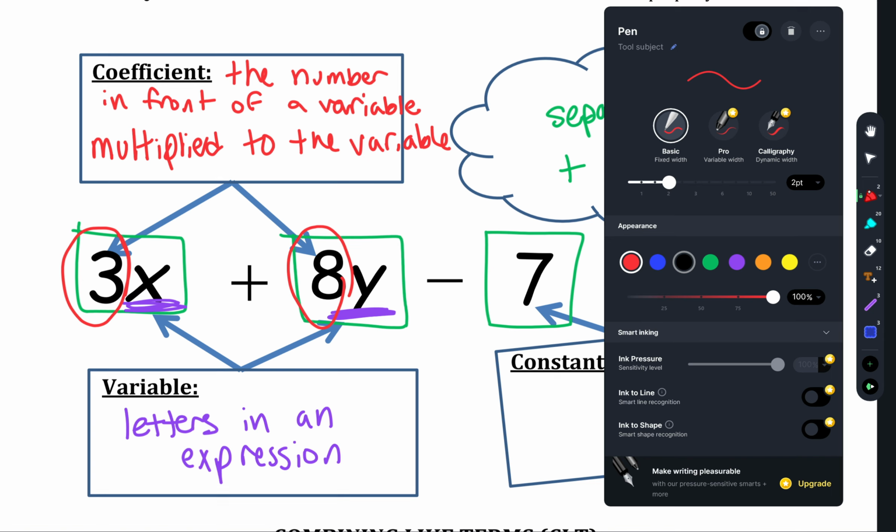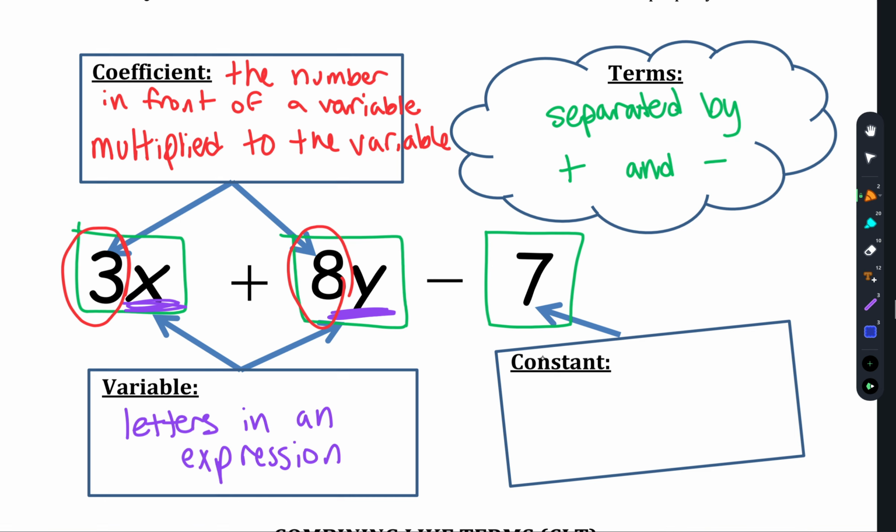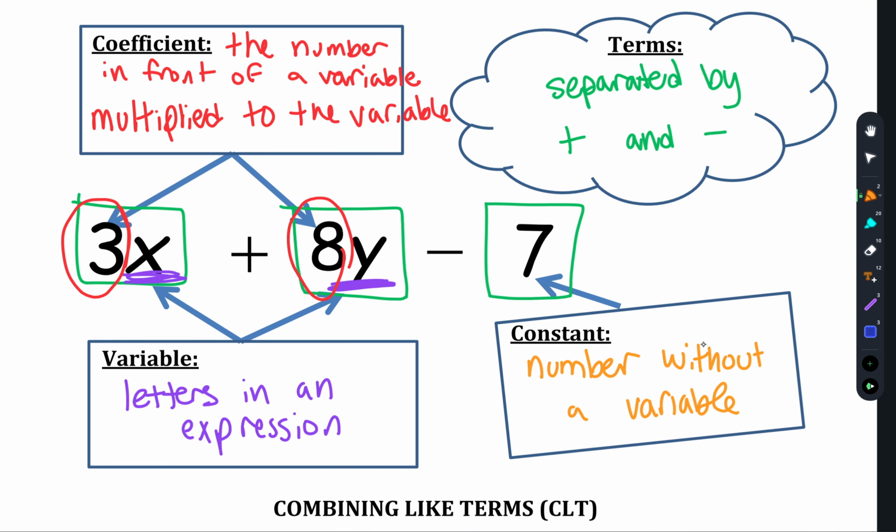Things in expressions that do not have variables are called constants. A constant is literally that, a number without a variable. Questions there?